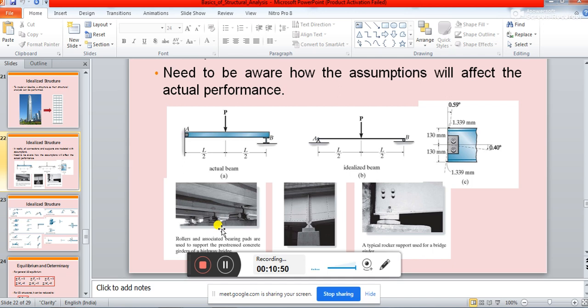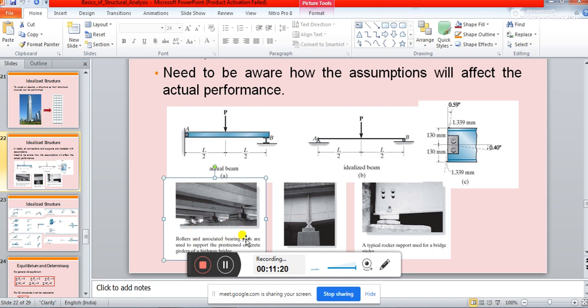Okay, so you will observe that at one end some bearings or rollers are given. At the other end you will notice they are basically fixed, or some kind of support is given where no movements are allowed, whereas on the other end some movements are allowed, and those are basically roller supports. So, rollers associated with bearing pads. So what is this called?